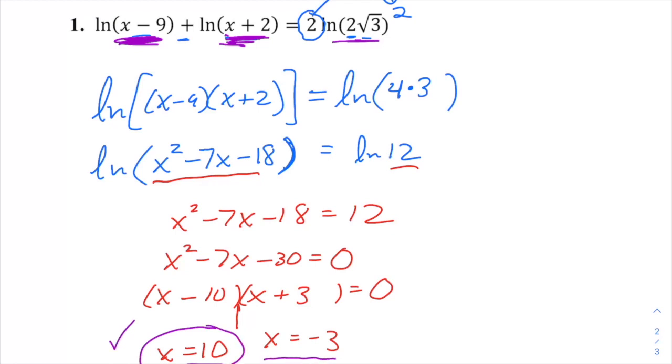-3, however, if you plug -3 into this first log right here, -3 minus 9 will give you -12. The ln of -12, or any log of -12, is undefined. It's also undefined if you plug it here, -3 plus 2. But if it makes even one log undefined, then that is not in the domain of the whole equation, so we cross that out. It's what we call an extraneous solution. Great vocabulary word there, right? Extraneous solution. So the only actual solution is x equals 10.